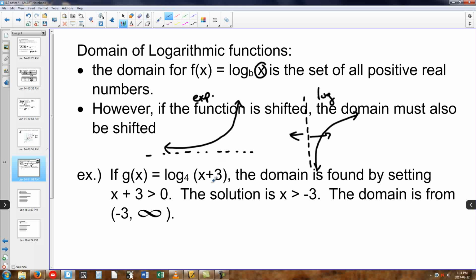So let's take a look at an example. This says x plus 3 in here. Now remember, we're allowed 0 in the x, but what's inside the log cannot be a negative number, because we can't have negatives in here. Actually, it has to be greater than 0, so it can't be 0 or negative. So if I put negative 3 in here, that would become this boundary line, because negative 3 would make the inside of that 0. And so we would say the domain is from negative 3 to infinity, because it's greater than negative 3.